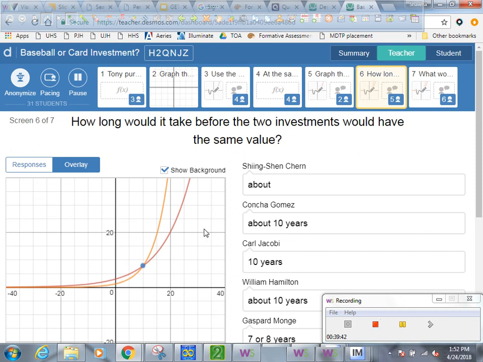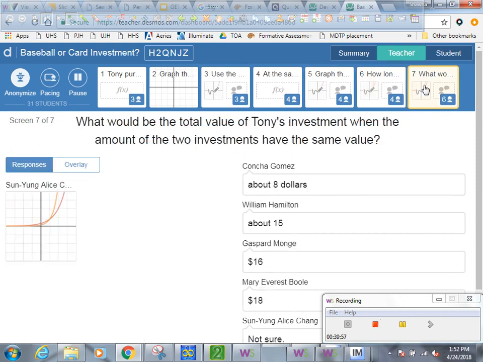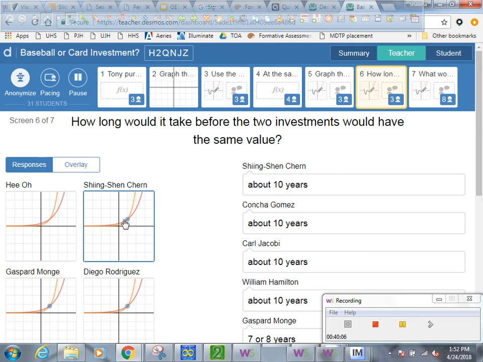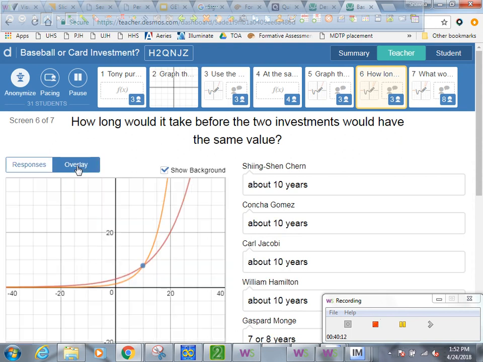And then finally, what would be the total value of Tony's investment when the amount of the two investments have the same value? So I could go back and see how much, they're both around the same amount, right? Which is how much money? 7.5? So about 15 bucks together? Oh, you went together? Together, how much would the total investment be?